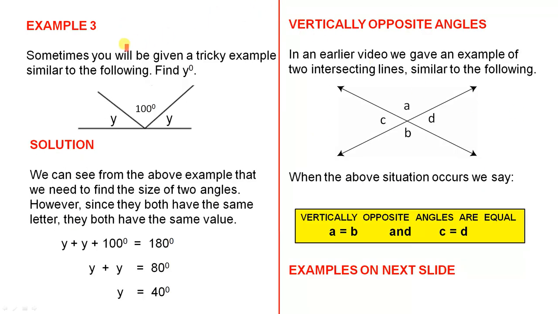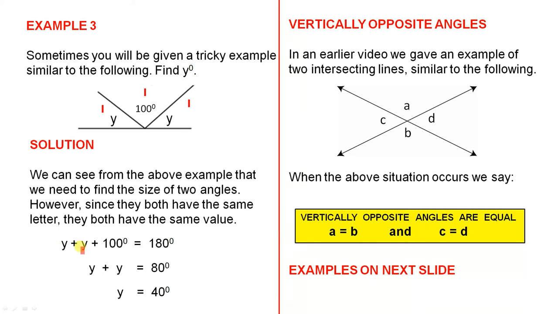Example 3. Sometimes you will be given a tricky example similar to the following. Find Y degrees. Now here we have our straight line and we have three angles: 1, 2, 3. And you might think this is a bit odd. Well, this angle and this angle have the same letter. That means they're equal. Okay? They are both equal. We can see from the above example that we need to find the size of two angles. However, since they both have the same letter, they both have the same value.